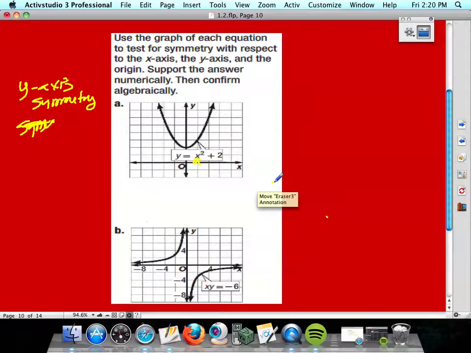Then it says confirm algebraically. Algebraically means if I plug in a negative x, where that x is, and square it, would I get the same equation? Yes, because I'm squaring a negative, it's going to turn positive. Okay, part B looks like it has origin symmetry, because if I turn that graph upside down, it's going to look the same, so we're going to call it origin symmetry.